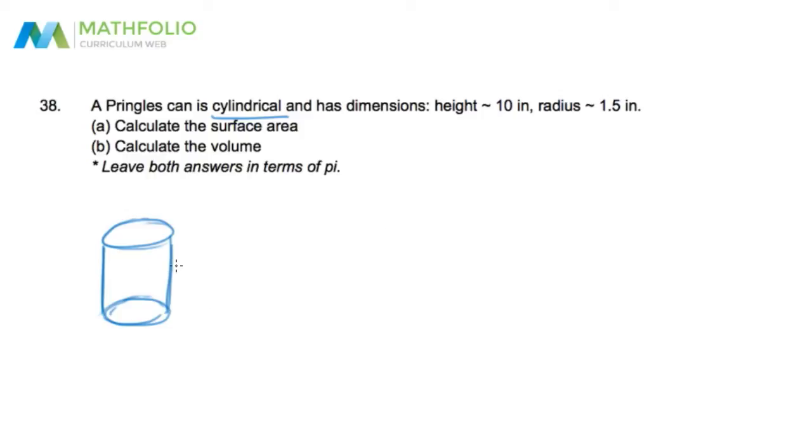Okay, we're told that the height, h equals, well really it's approximately, so let's do wavy equals lines, equals 10 inches, and the radius is approximately equal to 1.5 inches. So the first thing it wants us to do is calculate the surface area. So A is the surface area. Now for a cylinder, and this will probably be provided on most formula sheets, but if you can remember it, that's going to save you some time. The surface area is the area of the two circles, top and bottom. So that's 2 times pi r squared, because pi r squared is your area of one circle.